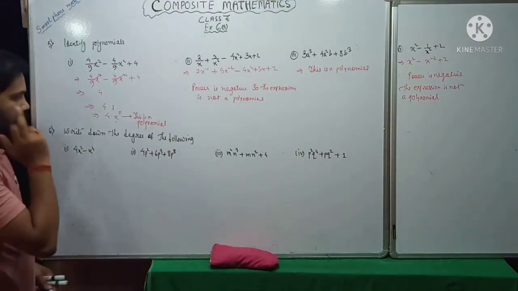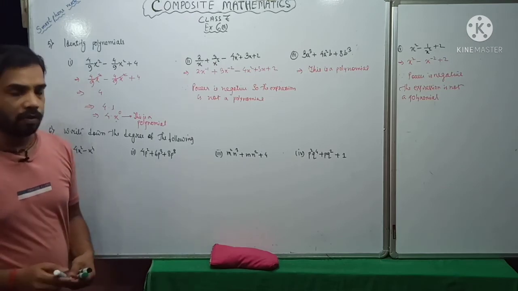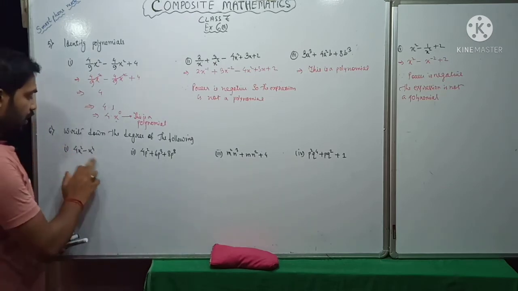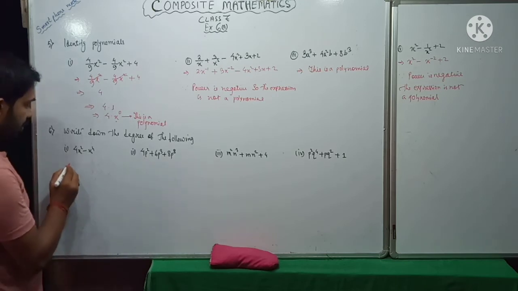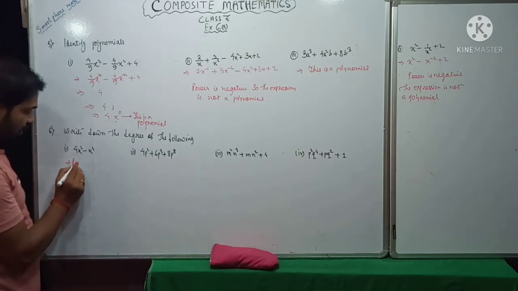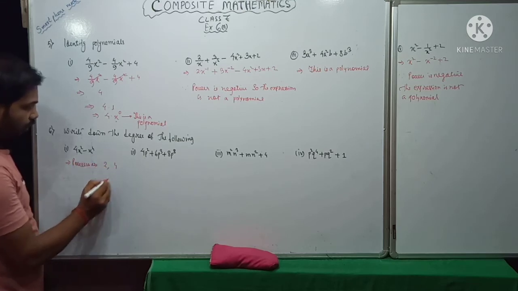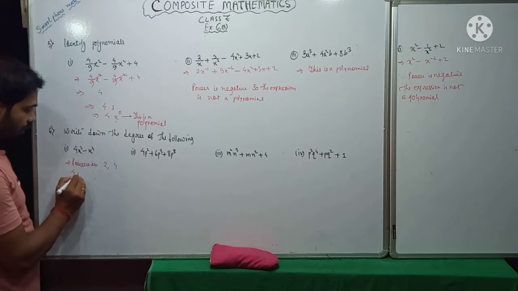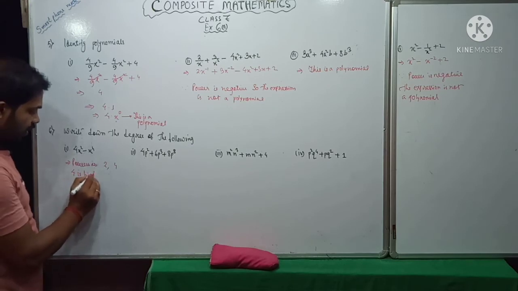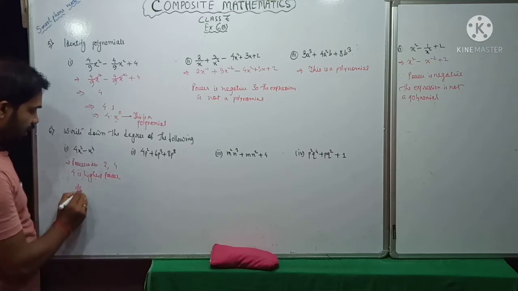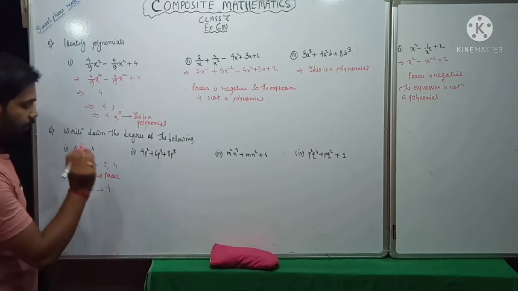Next question: write down the degree of the polynomial. Now degree means the highest power of the expression. What is the highest power? You see here, the powers are 2 and 4. So which is the highest power? 4 is the highest power. So the degree of this equation will be 4.